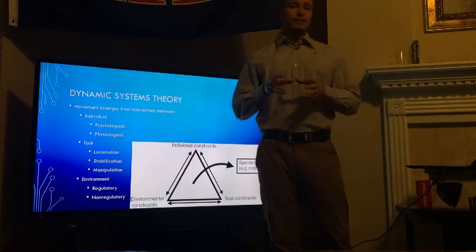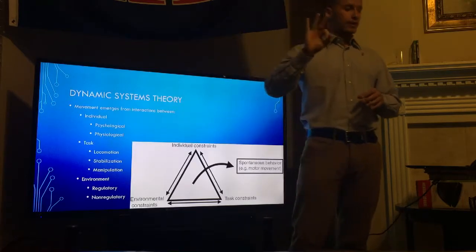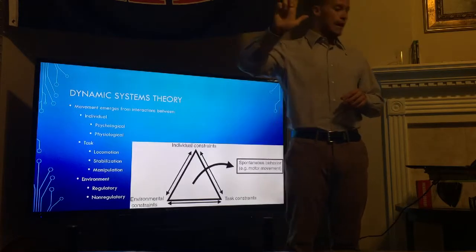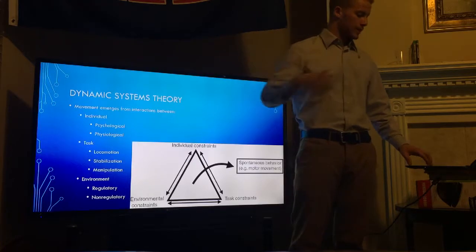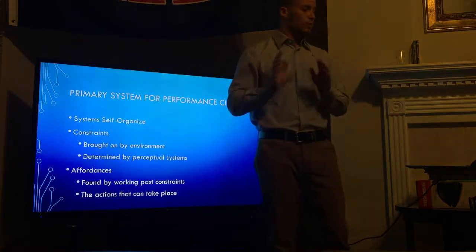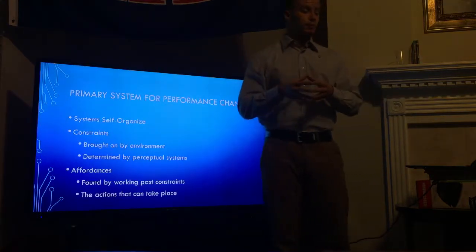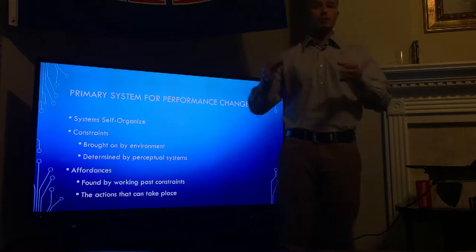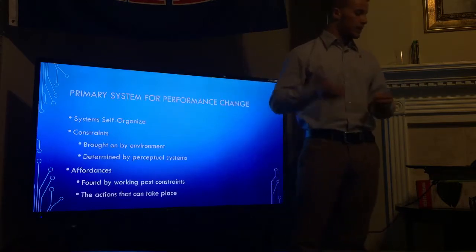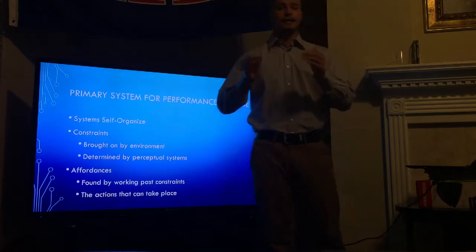Now, for the dynamic systems theory, movement emerges from three things: the individual, the task, and the environment. Within those are several different characteristics. The primary system for performance change, systems self-organize. There are constraints which are brought on by the environment and determined by perceptual systems. Affordances can be found by working past these constraints and the actions that can take place.